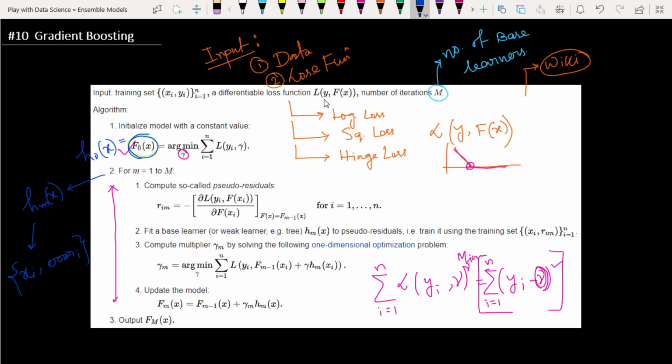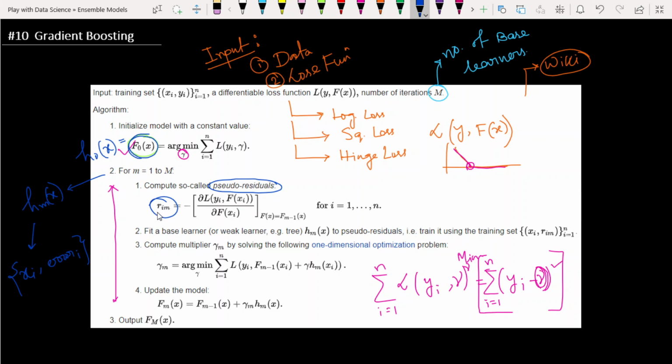of the loss functions. And gradient boosting means what? Here we are using the pseudo residuals. This r_im is called the pseudo residual.